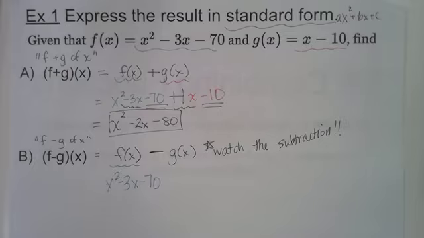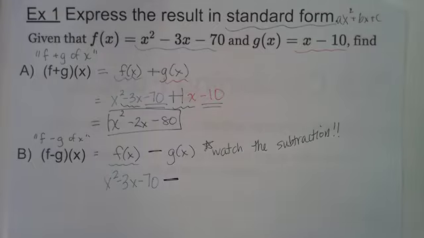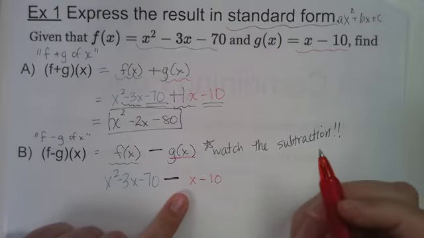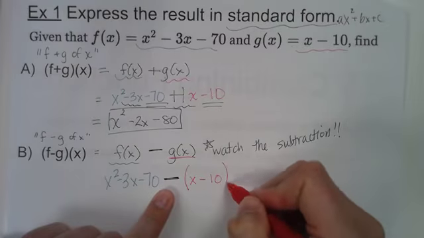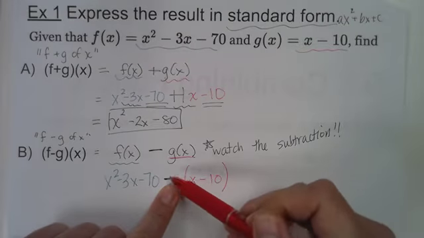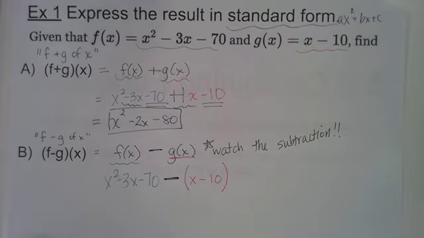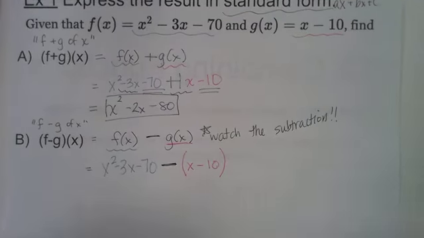What can I replace f of x with? Good. X squared minus 3x minus 70. Then we have a giant subtraction sign. And what can I replace g of x with? X minus 10. Now, is this correct or is this not quite correct? Yeah, we have to subtract the entire g function. We have to not only subtract the x, but we have to subtract that negative 10 as well. And so you can take care of it all in one step by distributing and then writing that down. But I'm going to do it in 2 steps.